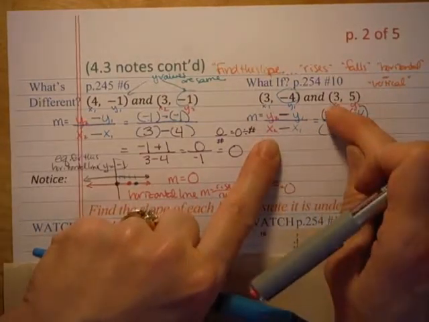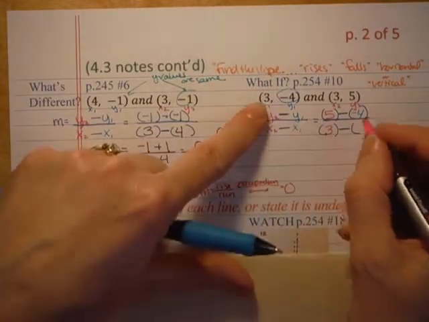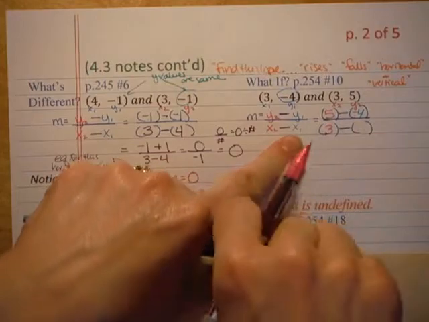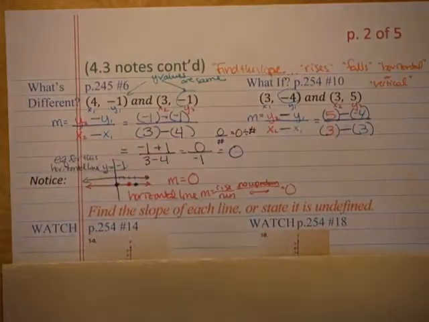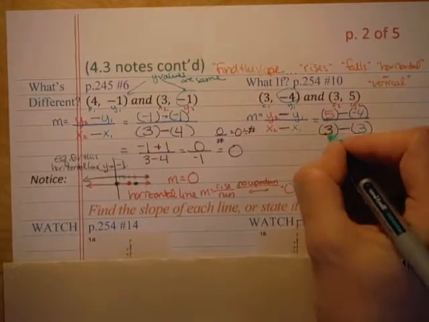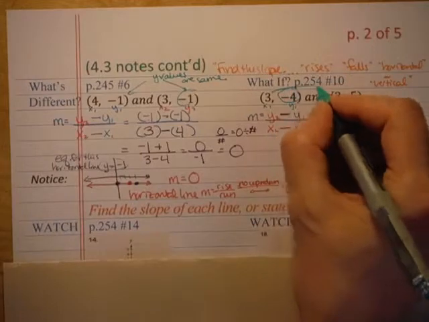On the bottom, our X coordinates. X2 goes in the first spot. X2, I point to it. It's 3. I put it right there. X1 goes in the last spot. I point to it. It's a 3. And now you notice, I probably should have done this here. In this case, the X coordinates are the same.